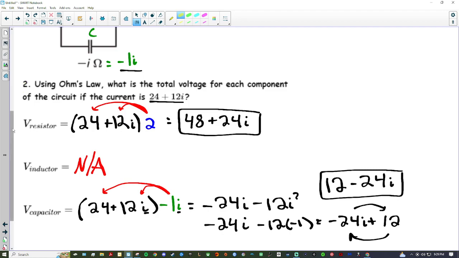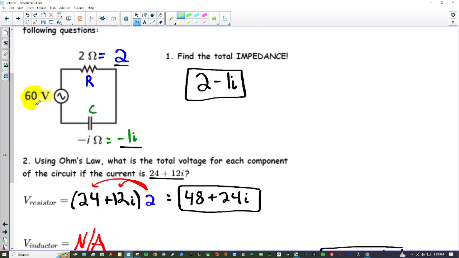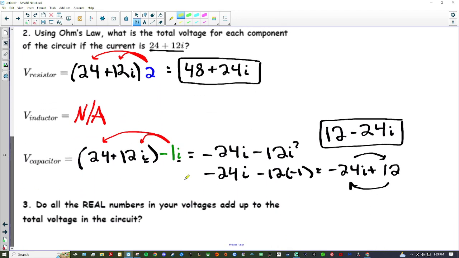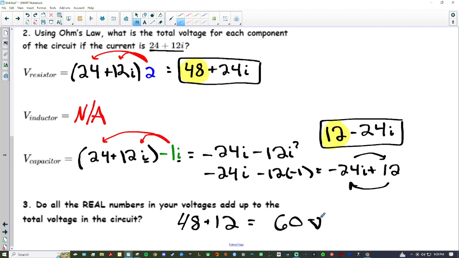I want to check my voltage. My voltage was 60. So if I take the real numbers from each component, 48 and 12, we check to see if they add up to our total voltage. So we have 48 plus 12, which is in fact 60 volts. And that is your note.